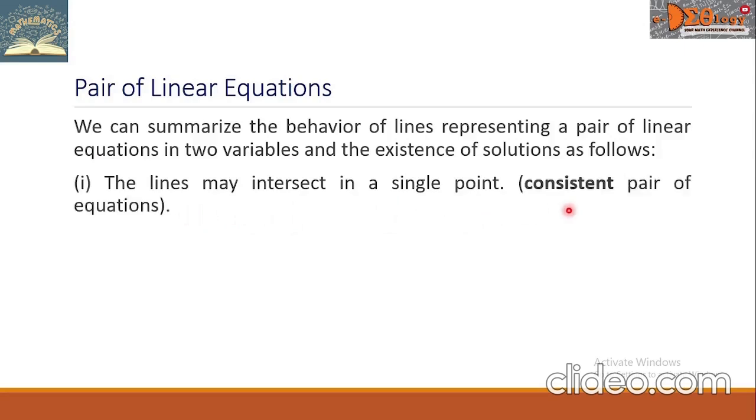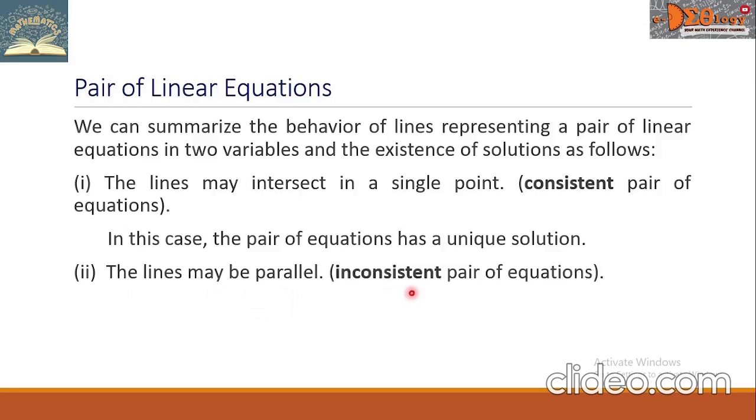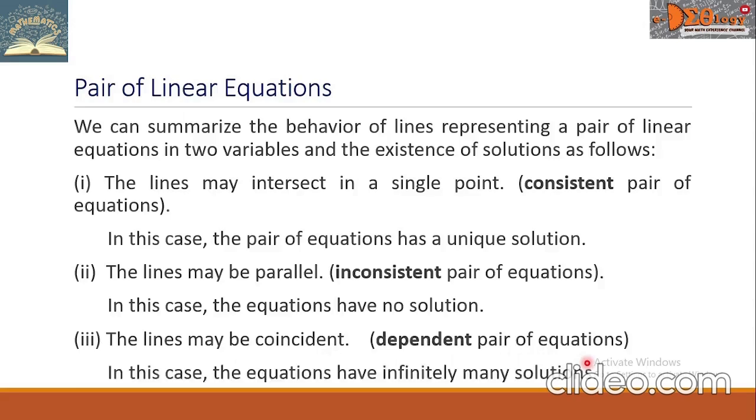We call this consistent pair of equations. In this case, the pair of equations has a unique solution. Second possibility, the lines may be parallel. We call this now inconsistent pair of equations. In this case, the equations have no solution. Third possibility, the lines may be coincident. We call them dependent pair of equations. In this case, the equations have infinitely many solutions.